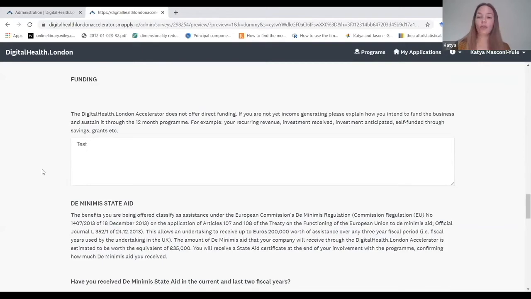As detailed on our website, the DigitalHealth.London Accelerator offers some fantastic support and benefits over 12 months. One thing we do not offer is direct funding. This box is important for us to understand how it is that you are going to maintain yourself for both the 12 months of support on the program, but also the future after the program. Please give as much detail that you can in terms of self-funded finances, investment that you've already received or anticipate to receive, as well as any revenue that you might have.